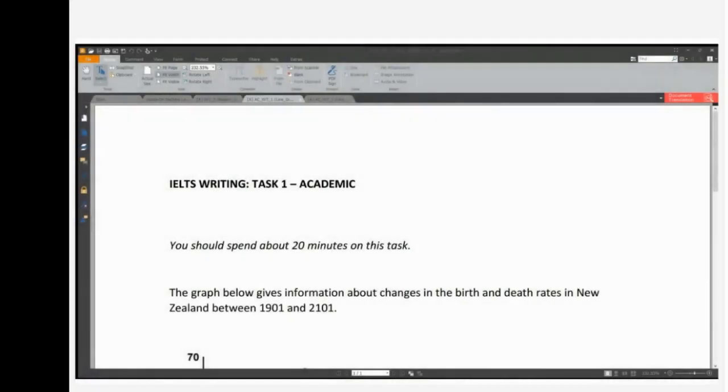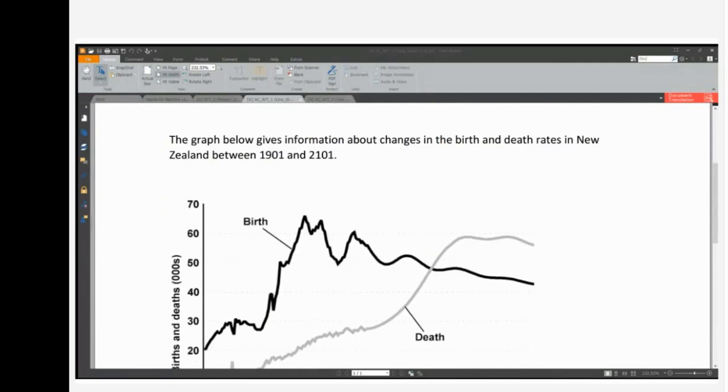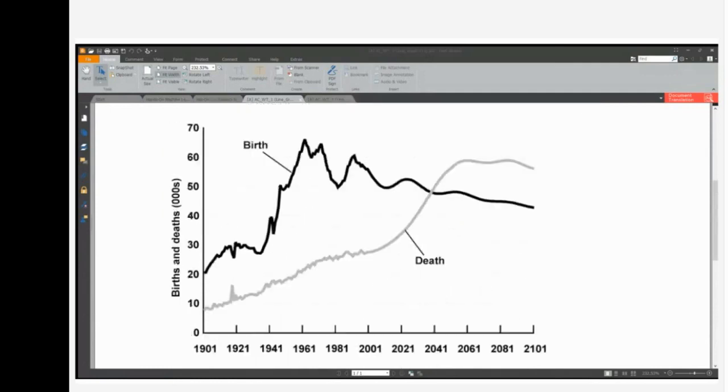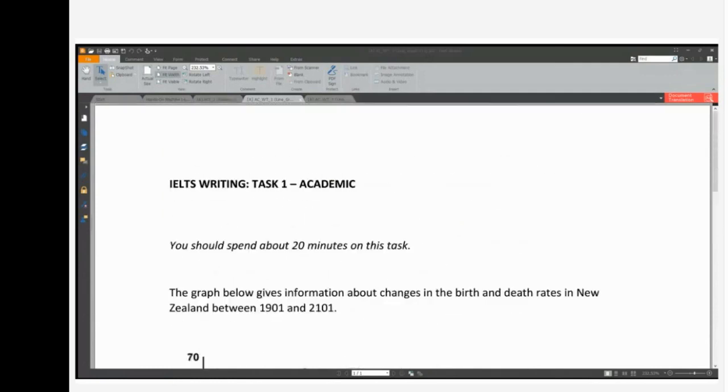Hi everyone, we are going to discuss a task 1 example for academic writing. Particularly today we are going to discuss a line graph, something like this. So first we need to know a few things regarding task 1 for the academic module.